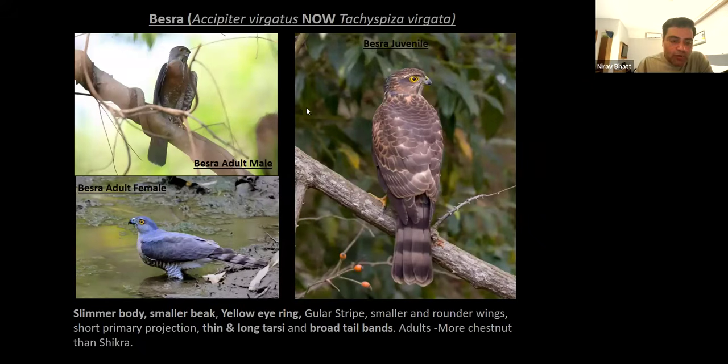Okay. The adults are more chestnut in color than Shikra. The Shikra will have fine barrings. Adult Besra will have blotches of chestnut color.